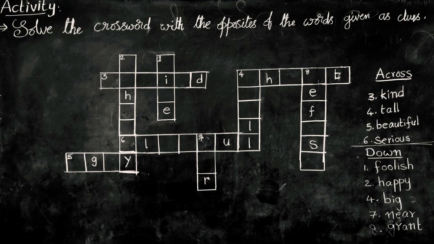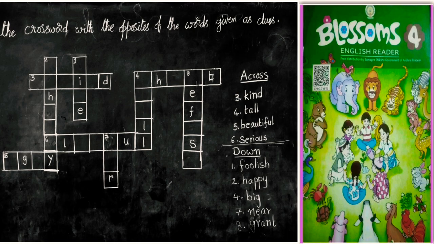We will do an activity now, that is, solving a crossword. I have drawn a crossword here and some words are given. You have to solve the crossword by writing the opposites of all these words. You should not write the words as they are. You have to use opposites of all these words.